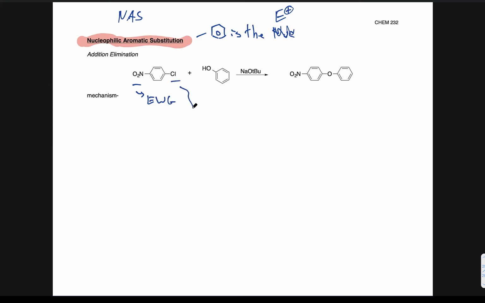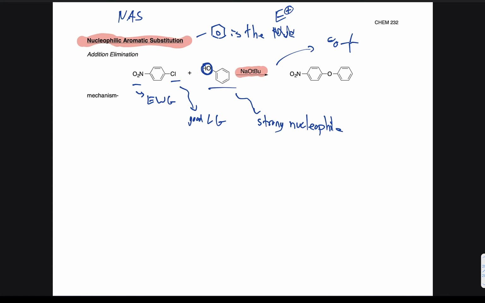and then we need to have a good leaving group, okay, which this chlorine is. And we need to have a strong nucleophile, which we're going to be generating, especially when we add in our tert butoxide here, which is a really strong base, which will deprotonate our phenol here to get to our proper nucleophile. So what does this reaction look like?